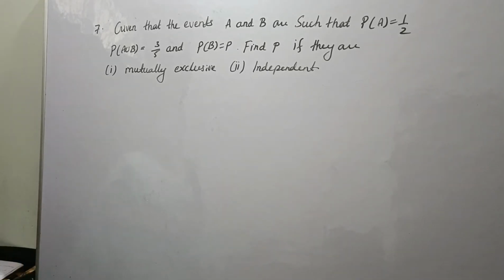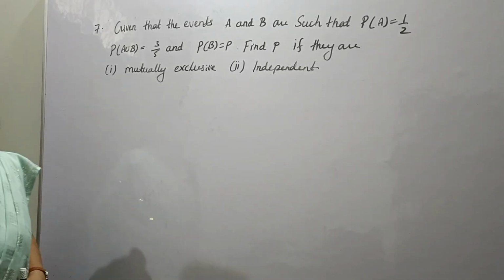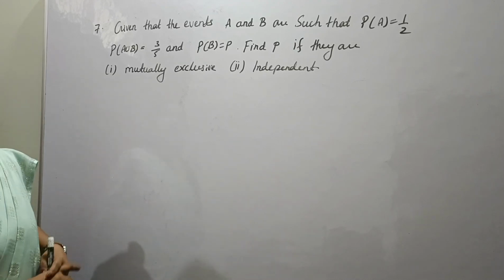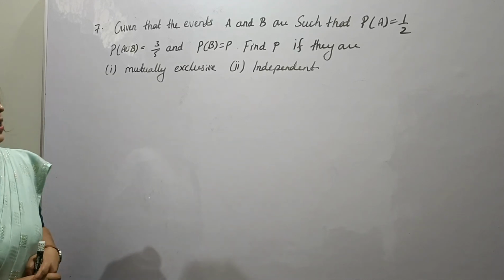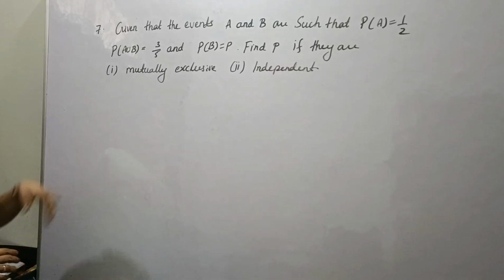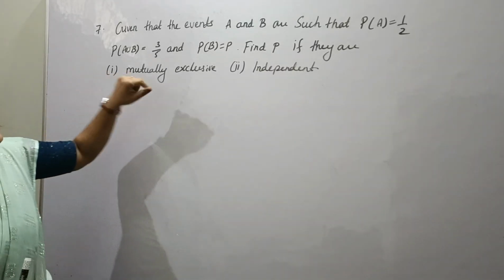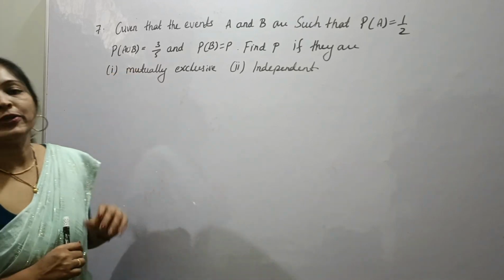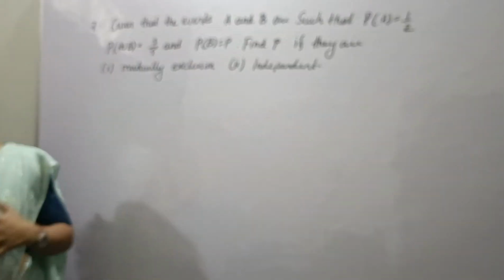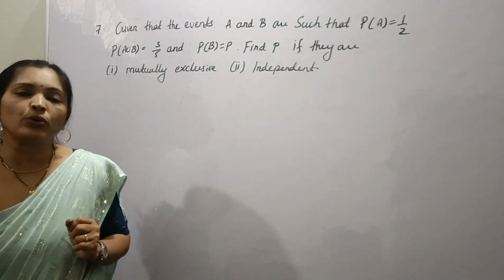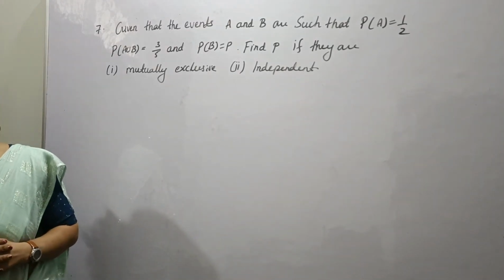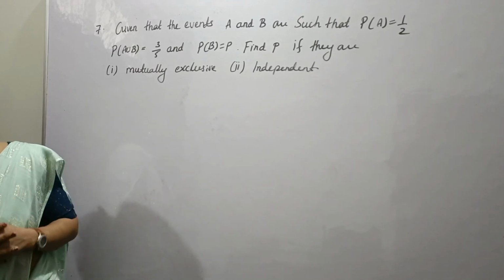Given that the events A and B are such that probability of A is equal to 1 by 2, probability of A union B is equal to 3 by 5 and probability of B is equal to P. Find P if they are, first one, mutually exclusive. If they are mutually exclusive, then what is the value of P? See, what are mutually exclusive events? Two events are said to be mutually exclusive if they cannot occur at the same time or simultaneously. Okay, that is, they are disjoint events.